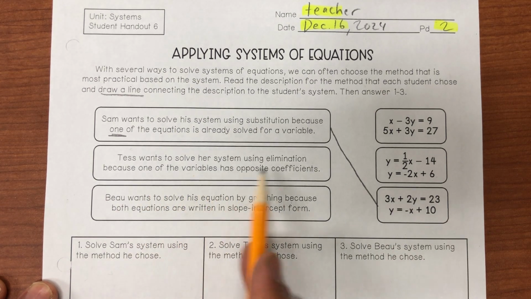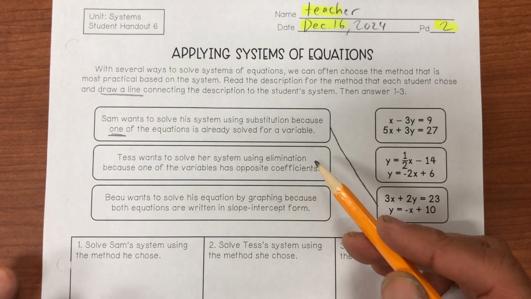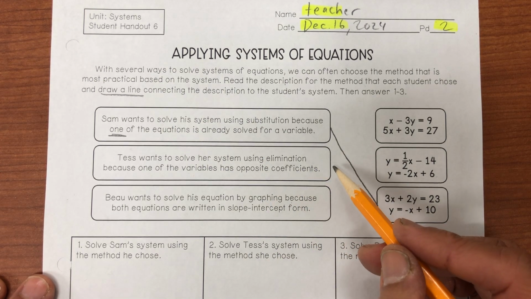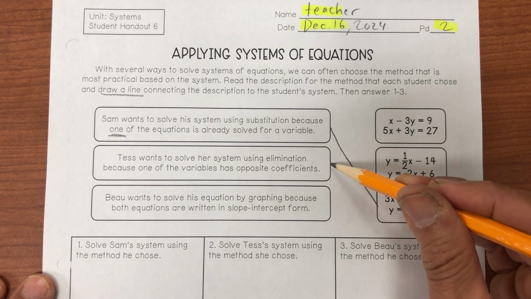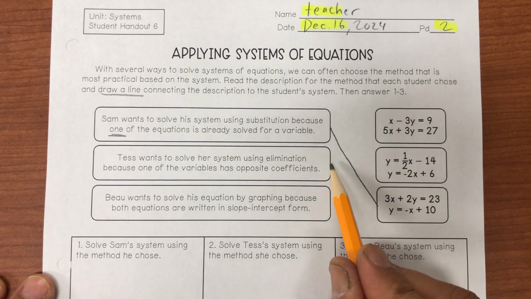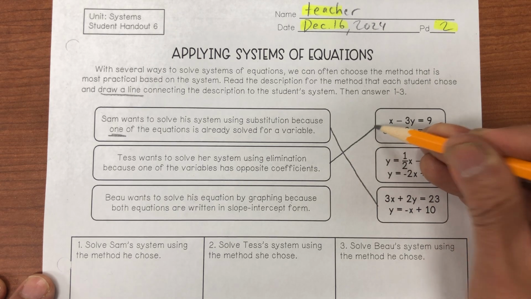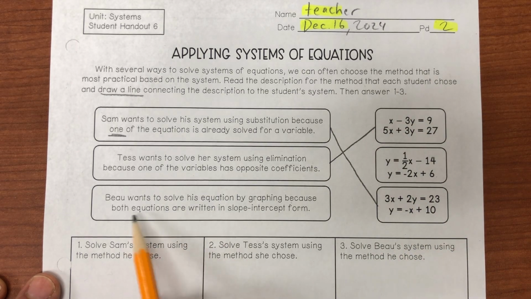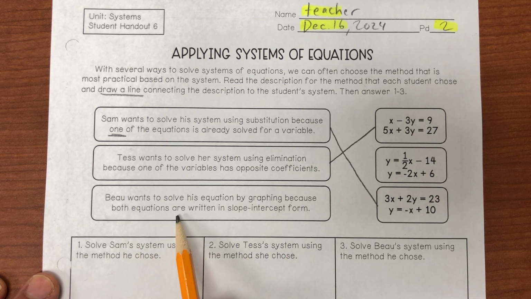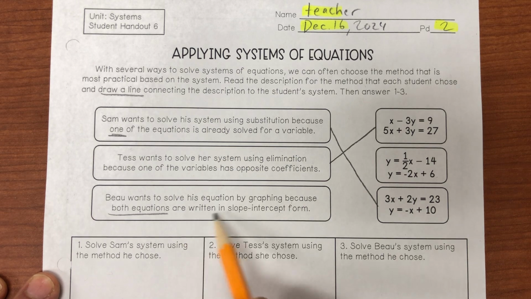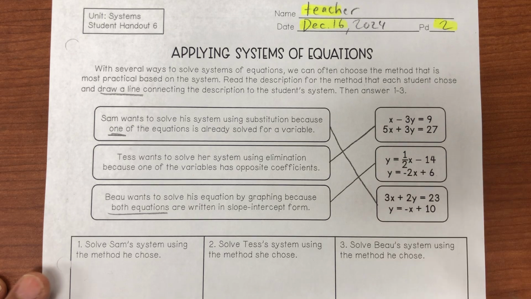Tess wants to solve her system using elimination because one of the variables has opposite coefficients. So one of the variables will be able to cancel itself out with the same variable in a different equation. So where do we have two variables that will cancel each other out? Oh, right here on the first one. And lastly, Bo wants to solve his equation by graphing because both equations are written in slope-intercept form. So this applies to this one in the middle then.